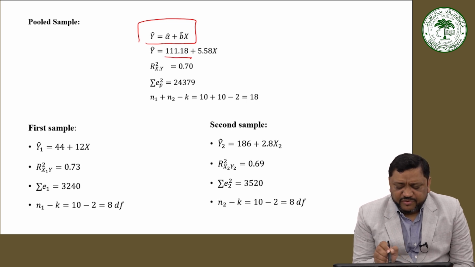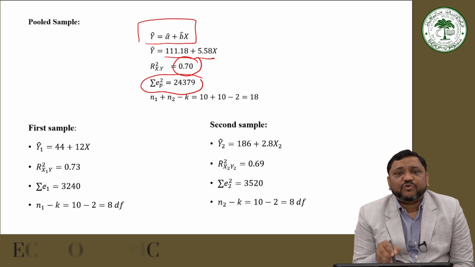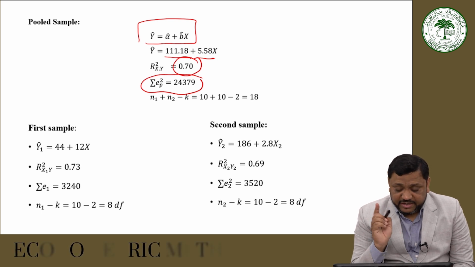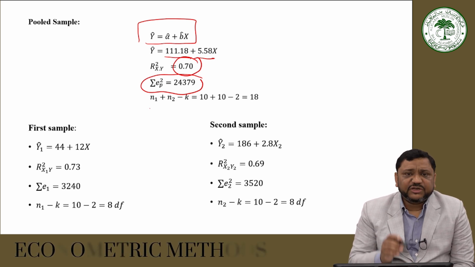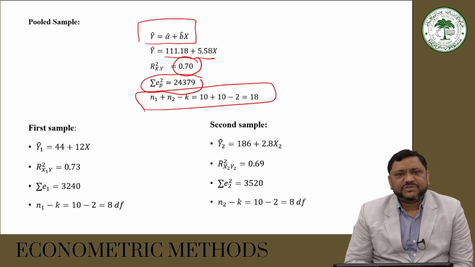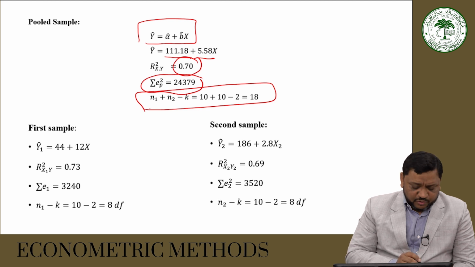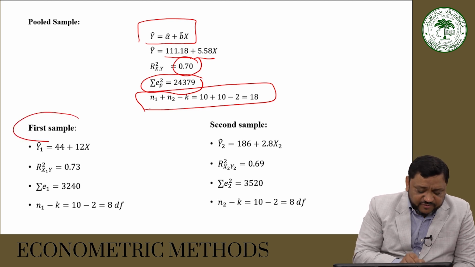We get the value of the intercept, 111.18, the value of b, 5.58, and the value of R square equal to 0.70, that is 70%, and the sum of squared errors, summation e square, for the pooled regression. Using pooled regression means we have taken both the data sets together, and the degrees of freedom is equal to 80.